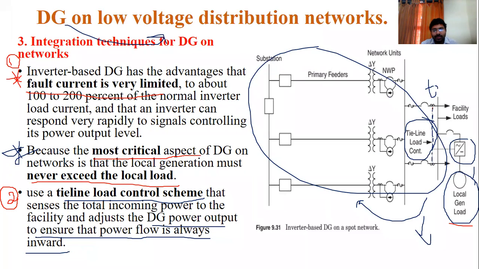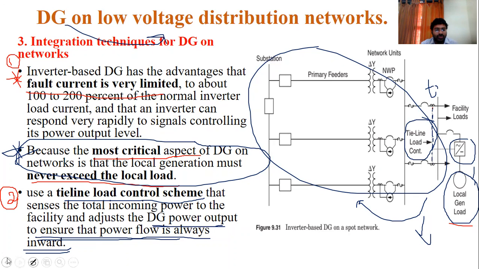Why the tie line scheme? The DC power output always flows in the inward direction. The tie line will measure whether the DC supplies excessive power to this network. If it is excessive, it will be a problem. You know what the condition is here? This is our condition: the DC power must be less than the total load.